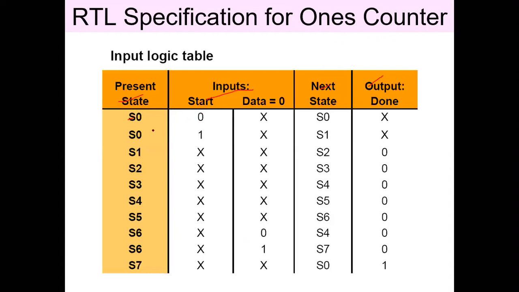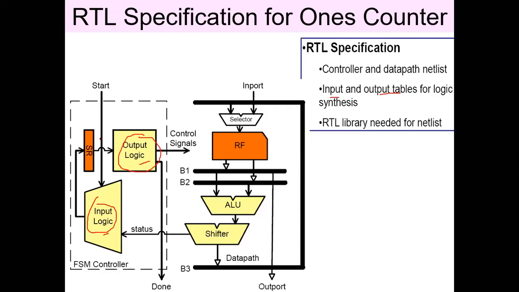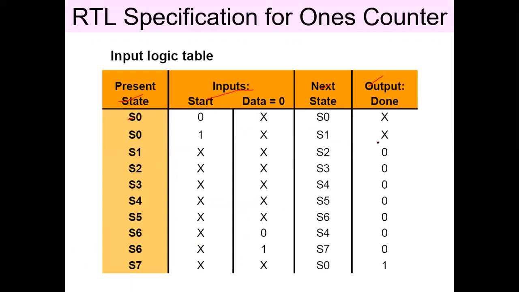Okay, input logic. What is input logic here? It identifies the control inputs to that particular controller, and it determines the next state of that FSM. When we studied the FSM controller, we already explained what input logic and output logic are. Input logic receives the control inputs as well as the status inputs, and determines the next state of the FSM. That is what we call the input logic table.